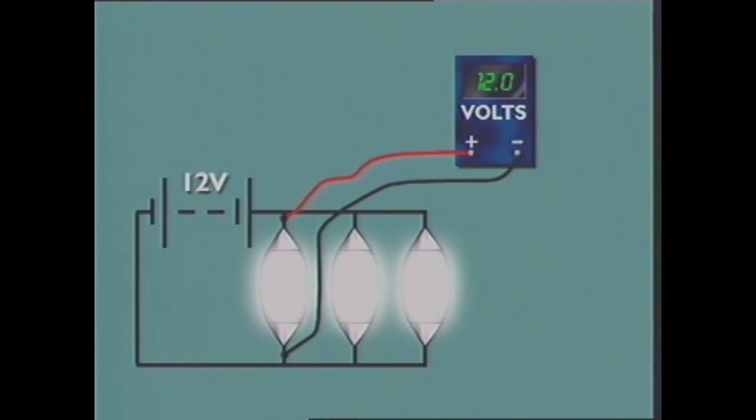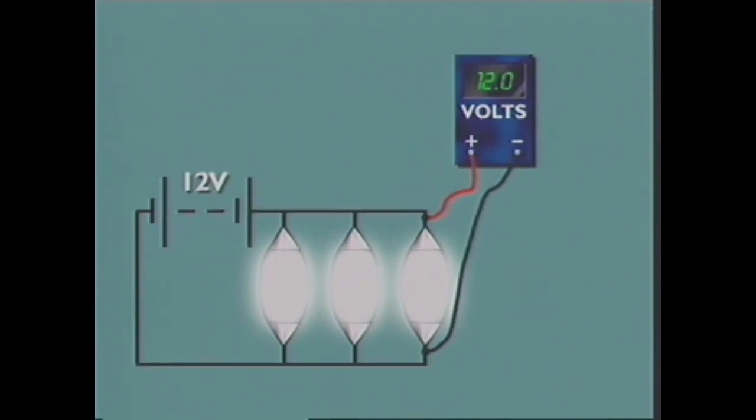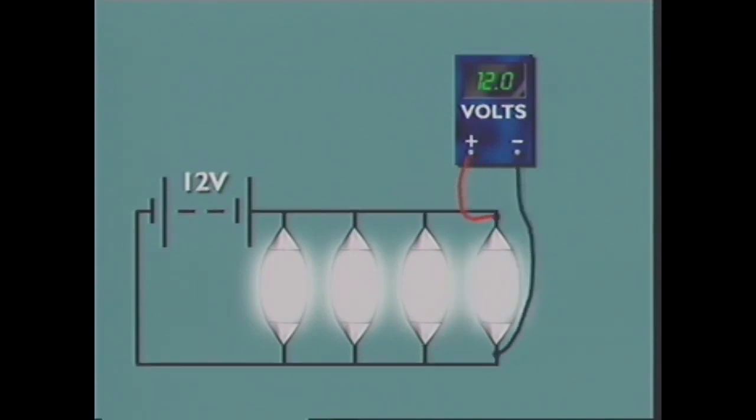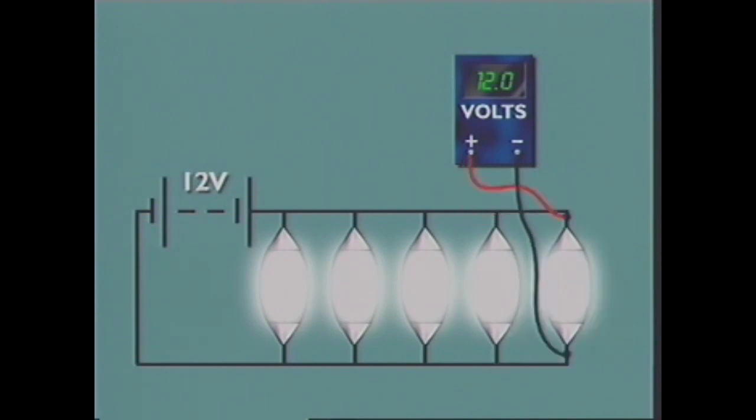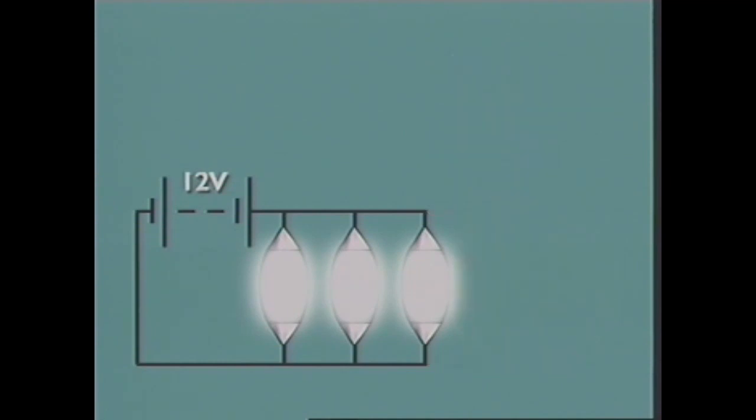A feature of a parallel circuit is that the voltage across each component is the same as battery voltage. No matter how many components are added or removed, as long as they're in parallel, the voltage across them will be the same as across each other component, including the battery.